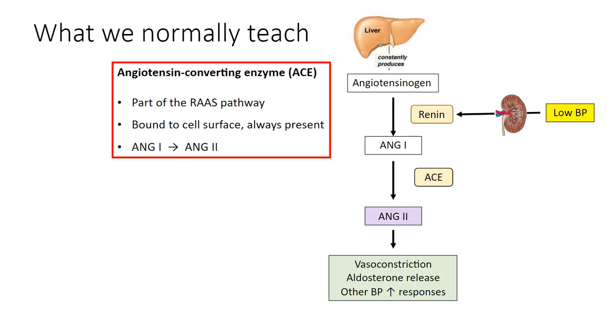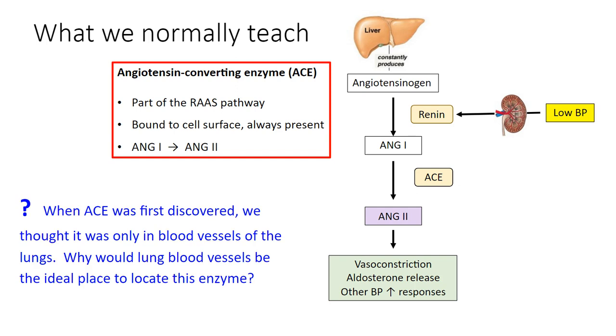And it is angiotensin 2 that has multiple targets, and multiple responses, all of which are ultimately aimed at raising blood pressure, the opposite of the trigger that released renin. So vasoconstriction is important, action at the cardiovascular control center, and then also aldosterone release. So this is where we normally teach ACE.